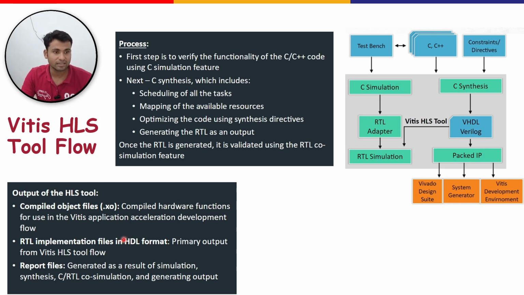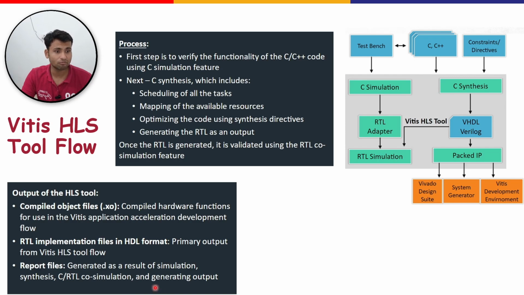We also get the RTL implementation files in hardware description language format. This is the primary output from the Vitis HLS tool. This flow lets you use the C++ code as a source for hardware design in the Vitis tool flow. The RTL IP produced by the Vitis HLS tool is available in both the Verilog IEEE 1364-2001 standard and the VHDL defined in IEEE 1076-2000 standards, and can be synthesized and implemented into Xilinx devices and FPGAs using the Vivado design suite.